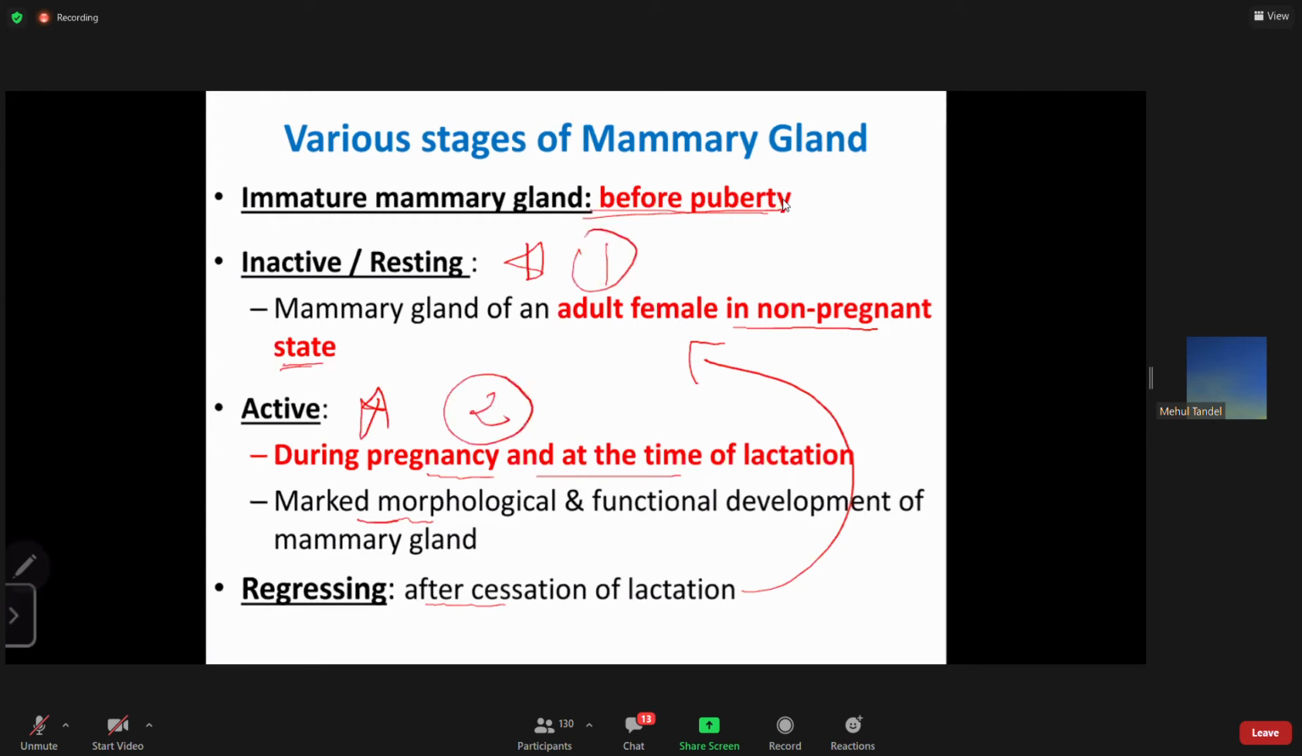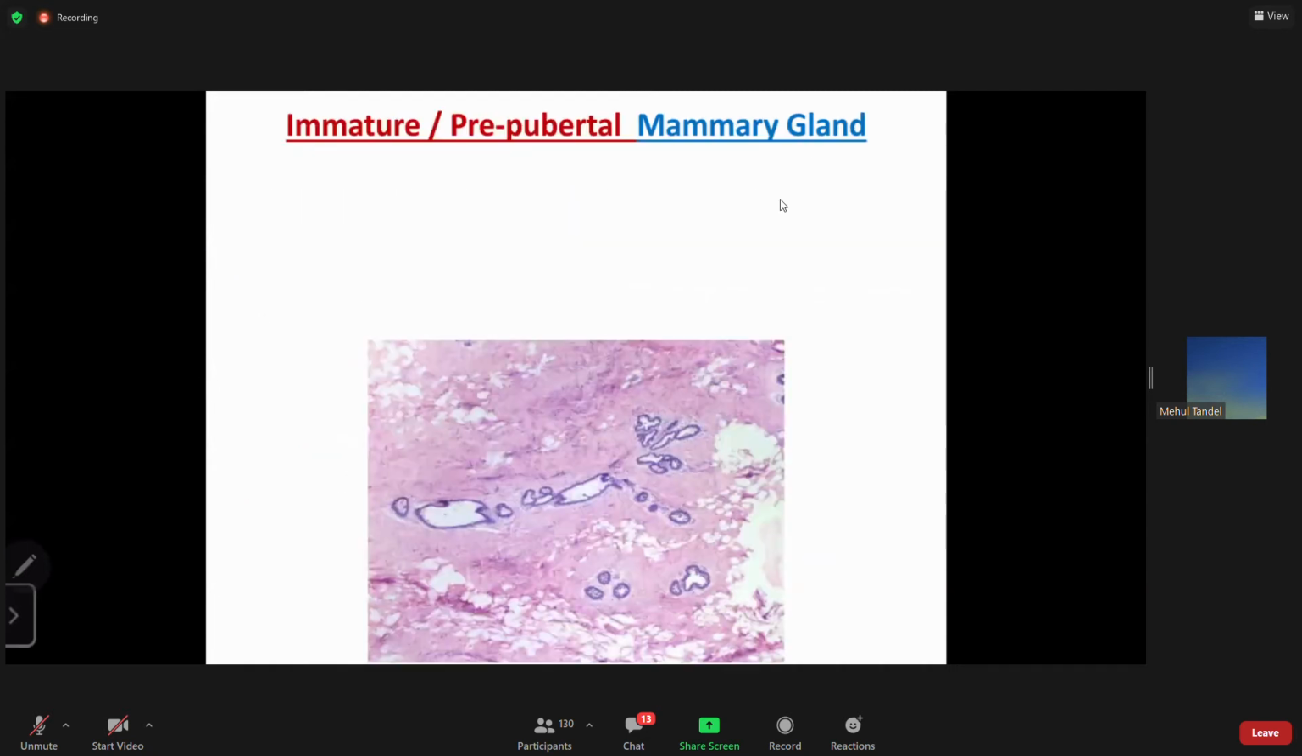Inactive and resting mammary gland, and active mammary gland. These are the two that are asked in the exam, the two short notes: inactive and resting mammary gland, and active and lactating mammary gland. Okay. So first let's see the immature or prepubertal mammary gland structure.